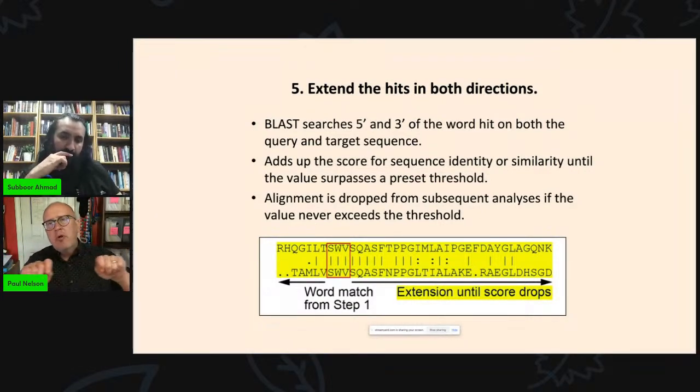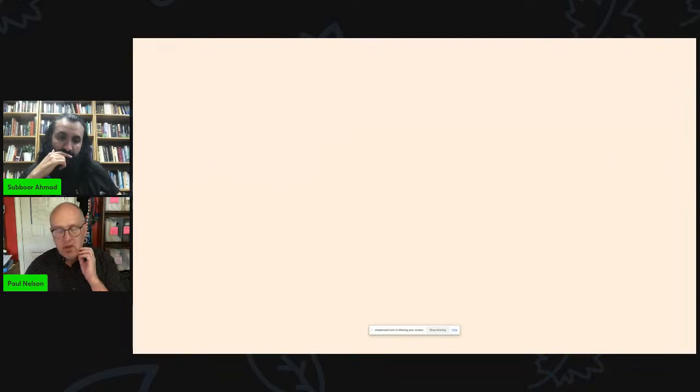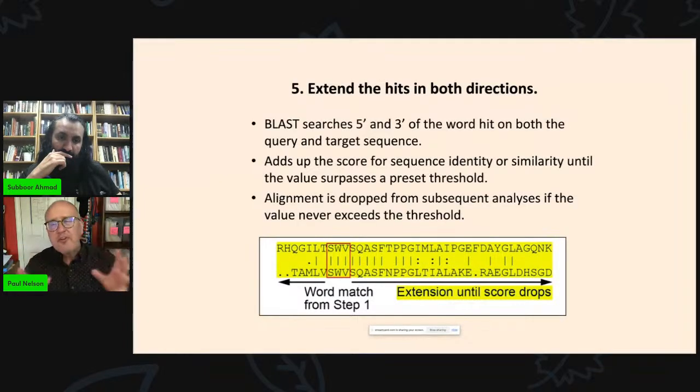And the score has to go in the right direction to extend the search. If the score begins to drop, the algorithm, in effect, says, I'm not getting homology here. Skip this sequence, go to another one. All right. So if the alignment does not exceed a preset threshold of similarity as you're extending the hits along the sequence, it's going to be dropped because these searches are computationally very expensive. All right. That's sort of the first bit of what BLAST does.